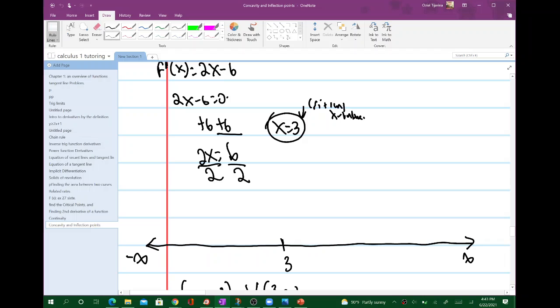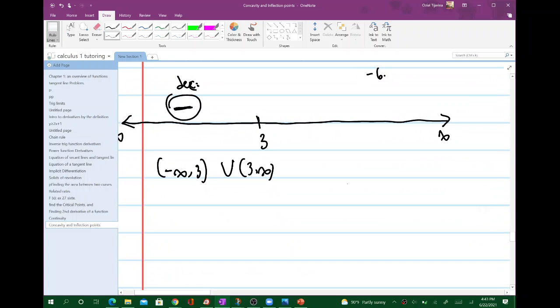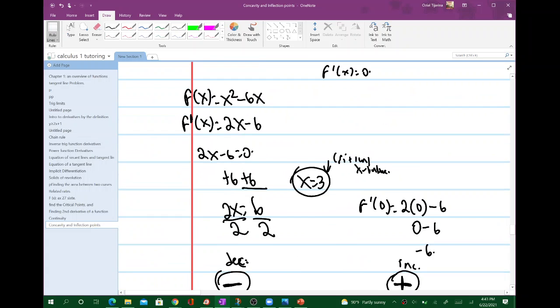So if I do 0, I get f prime of 0 is 2 times 0 minus 6, right? So then that would be 0 minus 6, which is negative 6. So right here, it's decreasing, right? And then from 3 to infinity, you can test x equals 4. 2 times 4 minus 6, that's 8 minus 6, which is 2, and that's positive. So it's increasing.